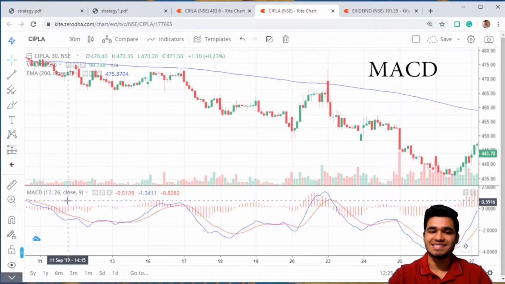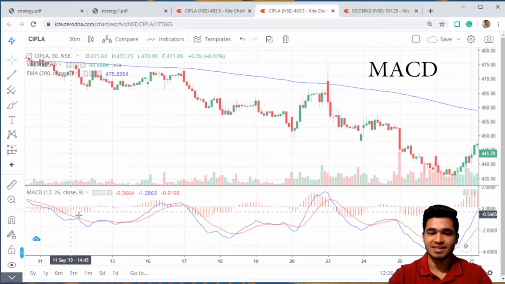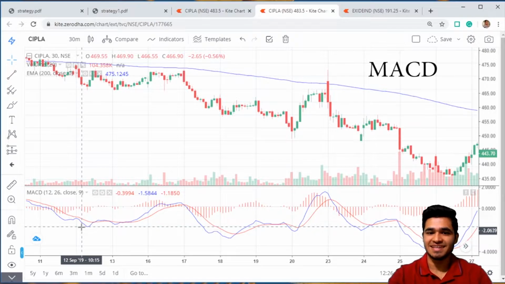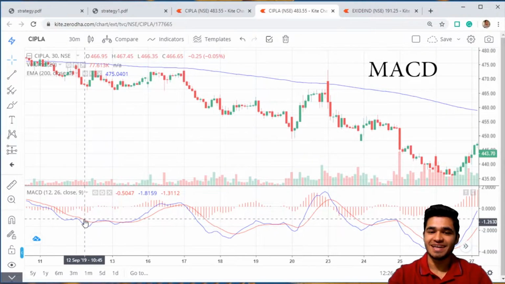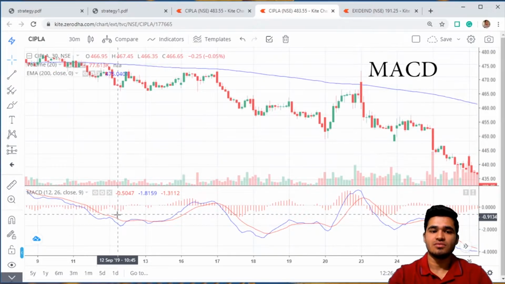This is called your MACD. There are three components over here. One is this blue line, one is the red line, and one is your histogram. This blue line is called your MACD line. This red line is called your signal line. And this is your histogram, the volume sold above.